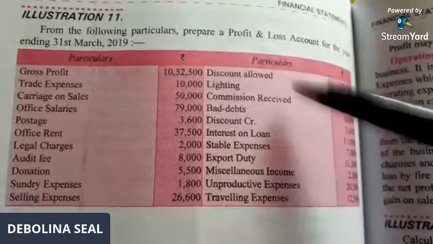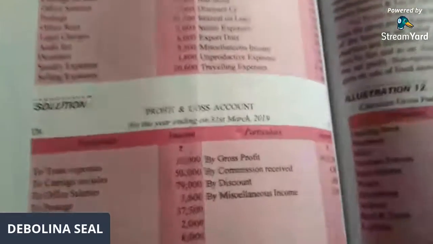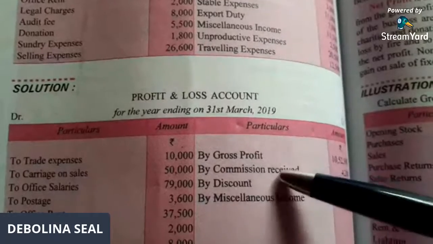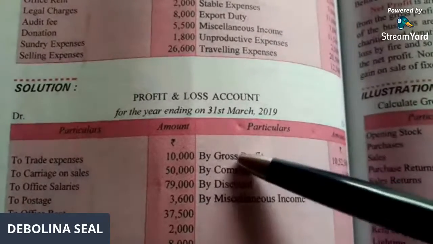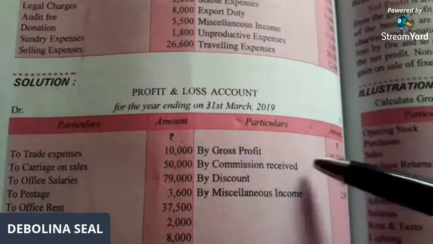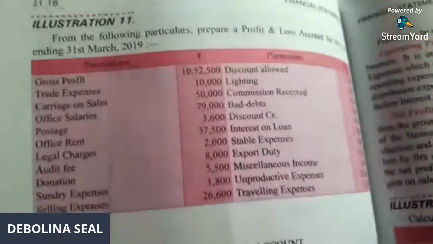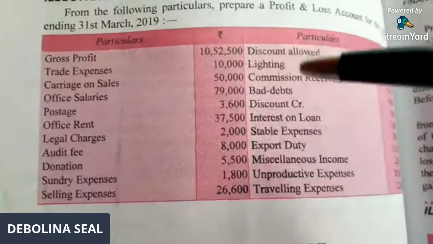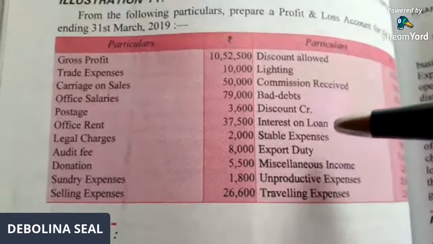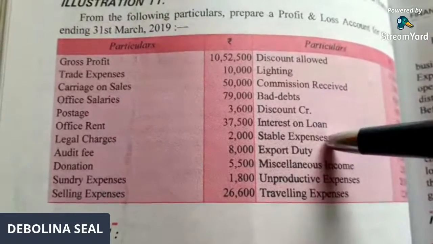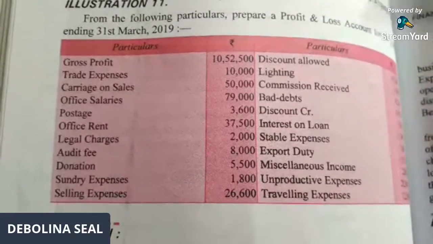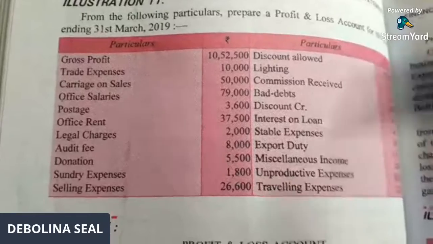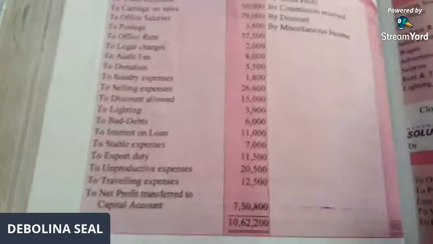These all items will be written below gross profit. Okay, so see, commission received, discount received and miscellaneous income. These three items are being written in the credit side. The rest are all expenses: discount allowed, lighting, bad debts, interest on loan, stable expenses, export duty, unproductive expense and traveling expense. Okay, so all these will be written in the debit side.